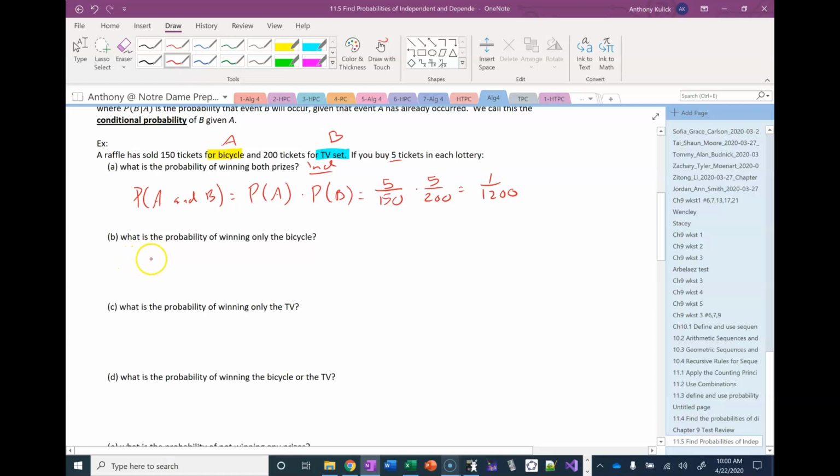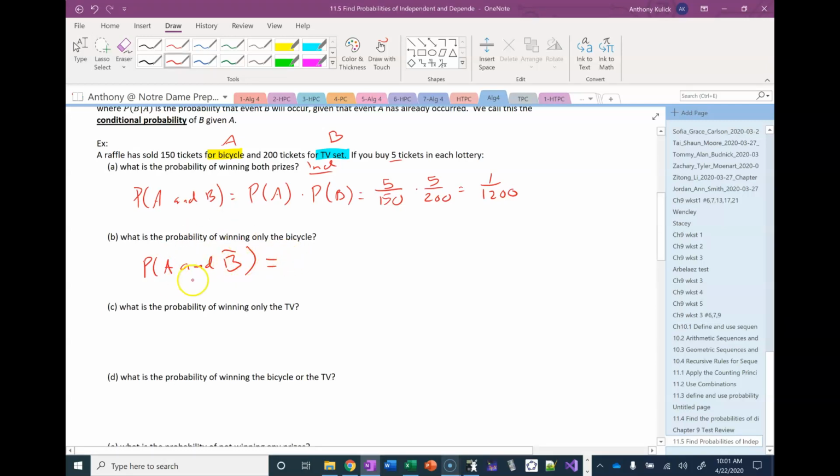So the probability of winning only the bicycle. So this is a conditional probability, right? We want the probability of winning the bicycle given that we have not won the television set. Or I'm sorry, it's not. I don't want to say it as a conditional. I want to say and not winning the television set.